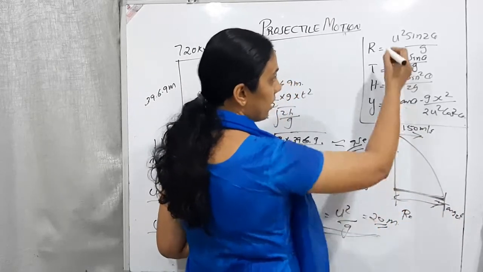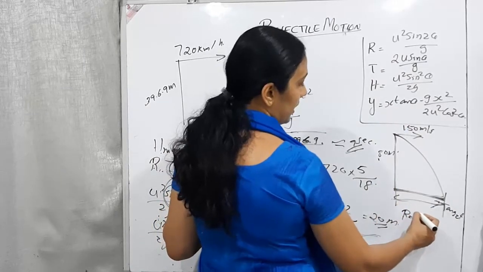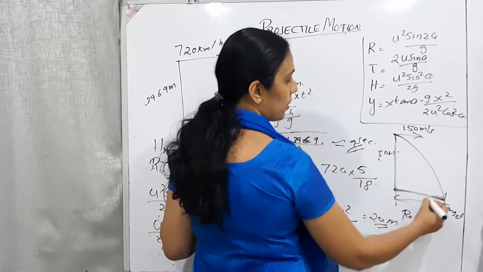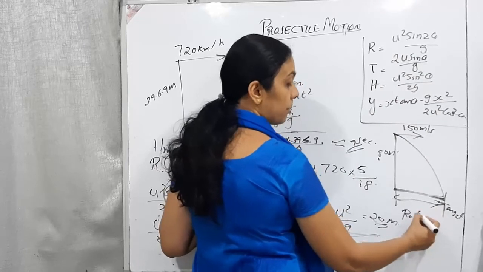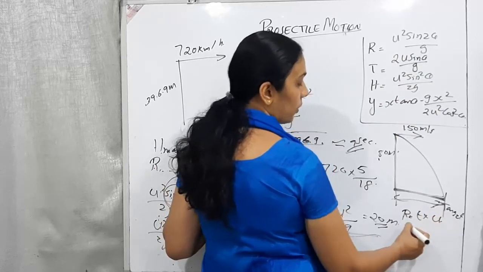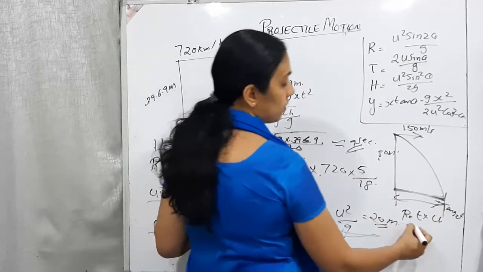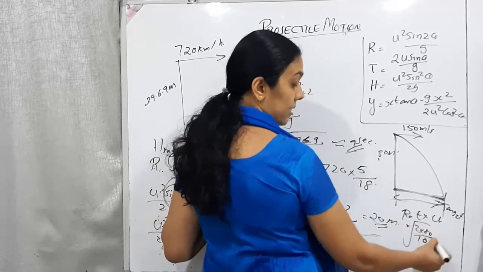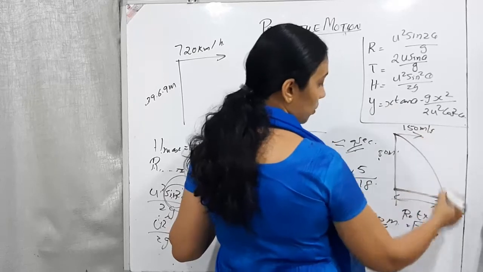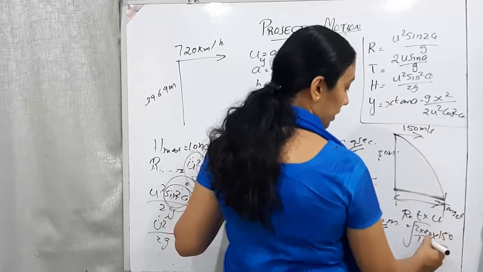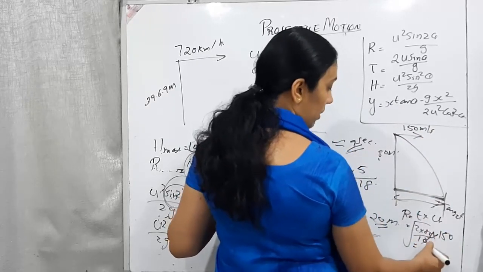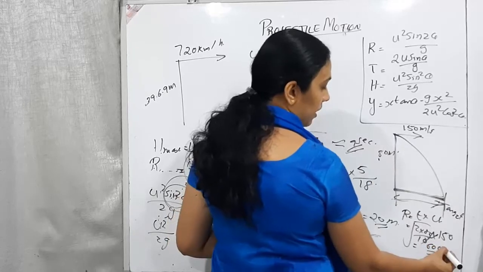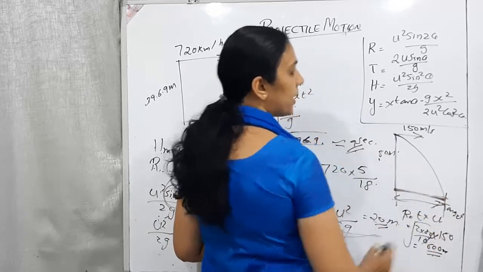R equals U square sine 2 theta divided by g. Our horizontal range equals time into velocity. How can we find out the time? Root of 2h by g. 2 into 80 divided by g, I am taking g as 10, into u is 150. So here we will be getting it as 600. So 600 meter is the horizontal distance.